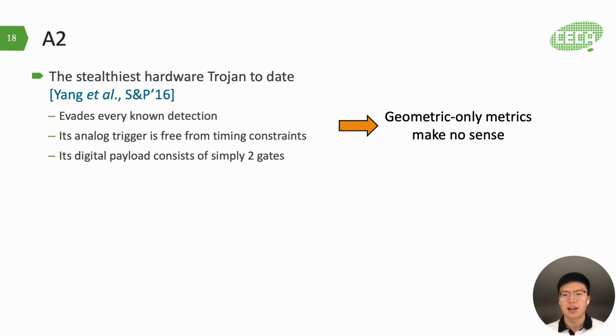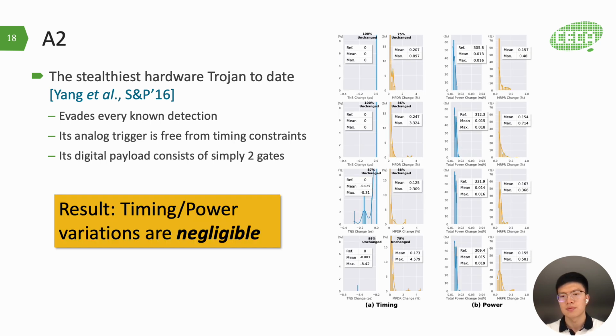We also evaluate A2, still a known hardware Trojan, with a standalone case study. Since the digital part of A2 consists of simply two combinational gates, geometric-only metrics make no sense because 100% layout occupation is impossible. The results show that all the defenses fail to isolate the Trojan because the timing and power variations are too small to be differentiated from the noise.